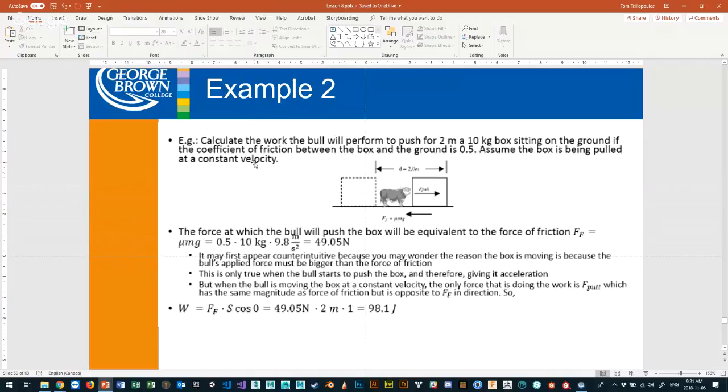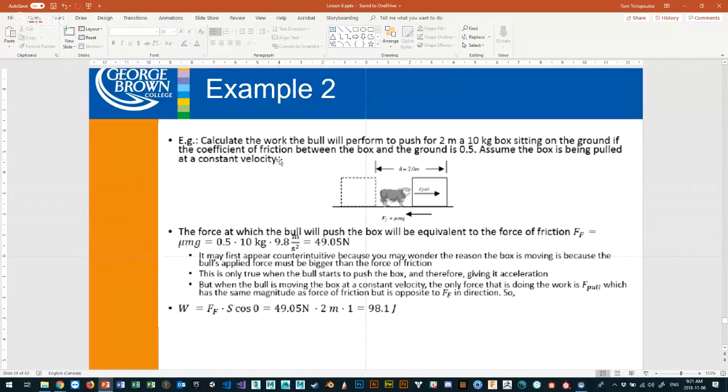Okay, more difficult question. We have a lot of things that we've been given here. One thing we've been given is 2 meters. That's the distance, right? 10 kilograms, that's the box. And 0.5 for the coefficient of friction. What kind of coefficient of friction is this? Is this static friction or kinetic friction? What do you think? Kinetic, because it's already moving, right?